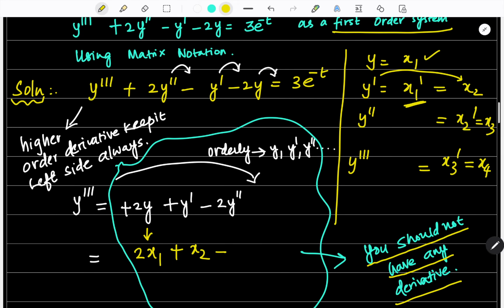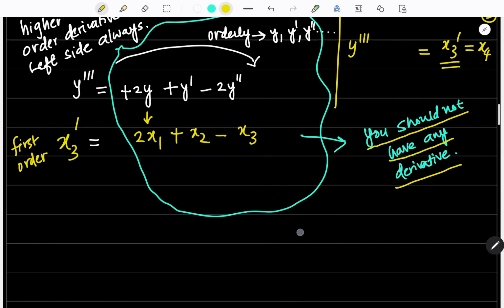Minus 2y double dash. What should you take? X3. Okay, right. So when you look at this equation, I'm sorry, I didn't write y triple dash. Y triple dash is what? First order derivative. So here is first order. This must be first order. Right. This side, no. Because the question is what? As a first order. Right.